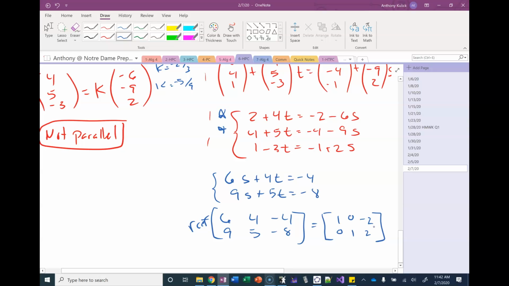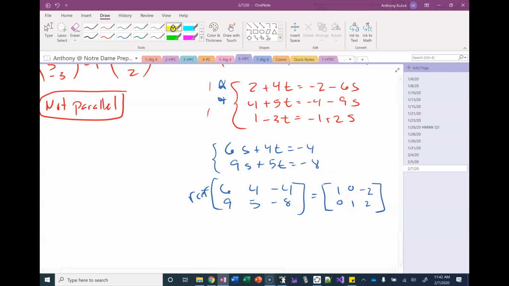So if I type that matrix into my calculator and use the RREF command, I get the matrix 1, 0, negative 2, 0, 1, 2. That first row says 1s plus 0t equals negative 2. So s equals negative 2. If I read the second row, it says 0s plus 1t equals 2. So t is 2. I'm not done yet, though.